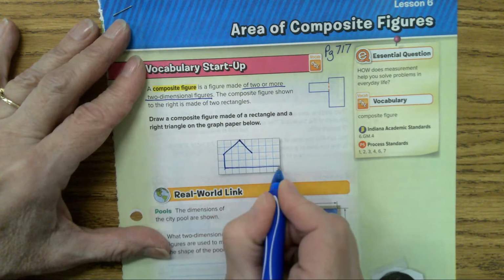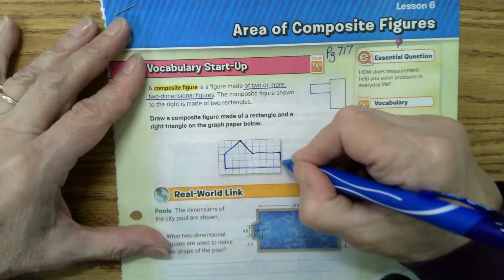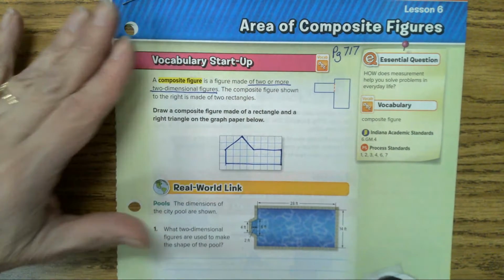Wait, so we can't do that? No, you can do this. I'm just there. That's the one that I've drawn.